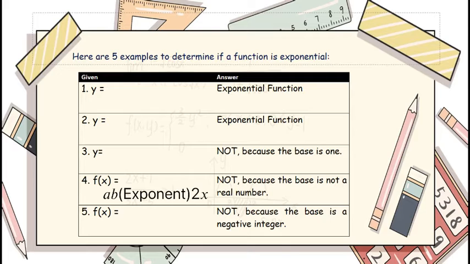Number 4. f(x) = ab^(2x). Answer: not, because the base is not a real number. Number 5. f(x) = (-3/2)^z. Answer: not, because the base is a negative integer.